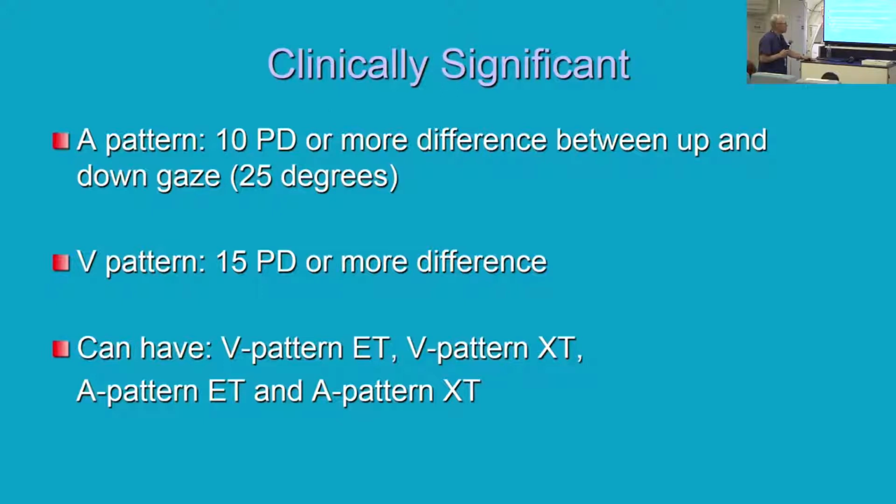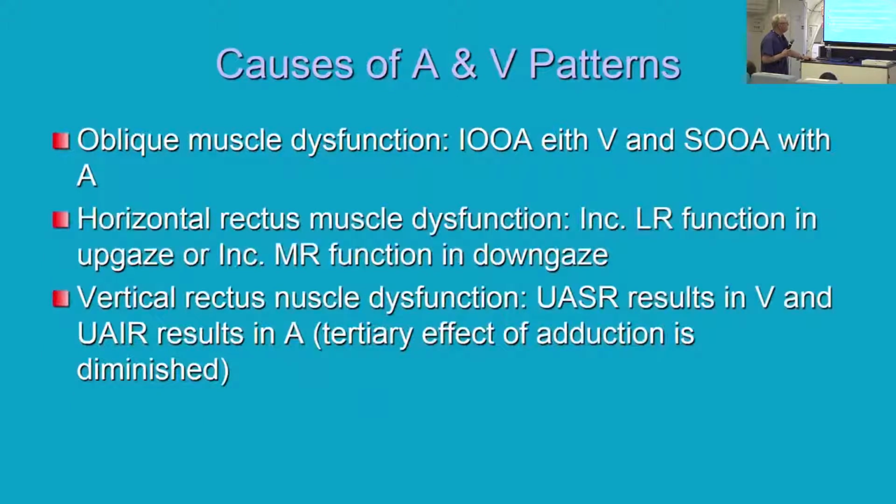So what are the causes of A and V patterns? Well, first of all, oblique muscle dysfunction: inferior oblique overaction is associated with V patterns, and superior oblique overaction is associated with A patterns. Horizontal muscle dysfunction, you can have increased lateral rectus function in upgaze, or increased medial rectus function in downgaze, giving you a V pattern. Vertical rectus muscle dysfunction could cause it.